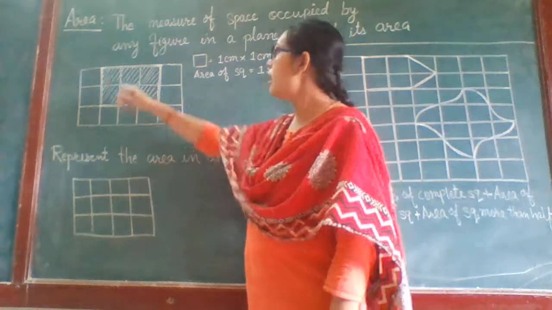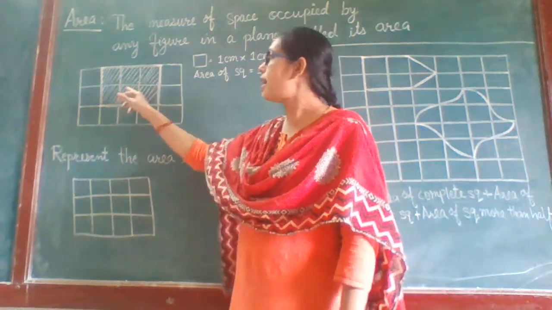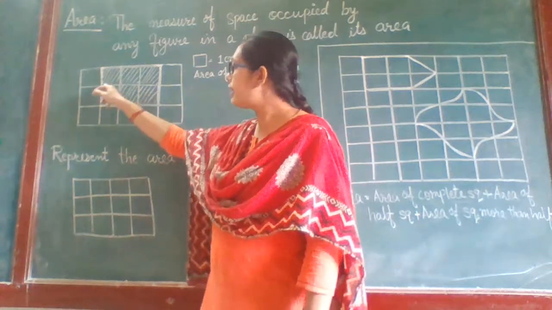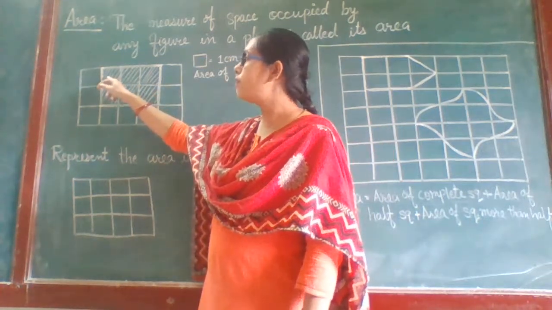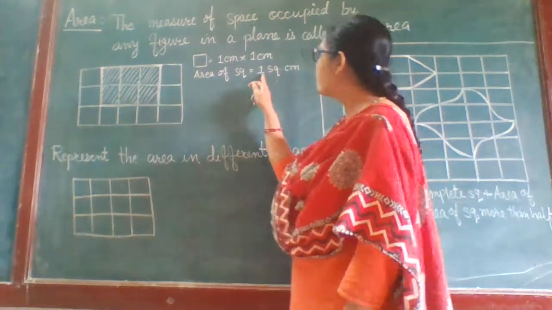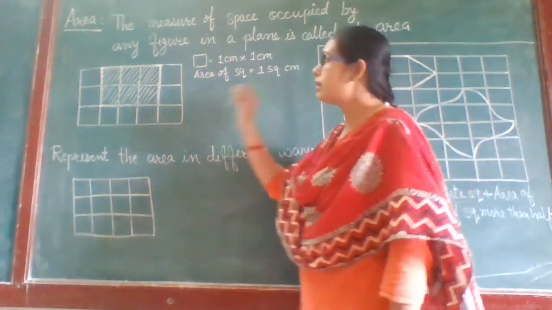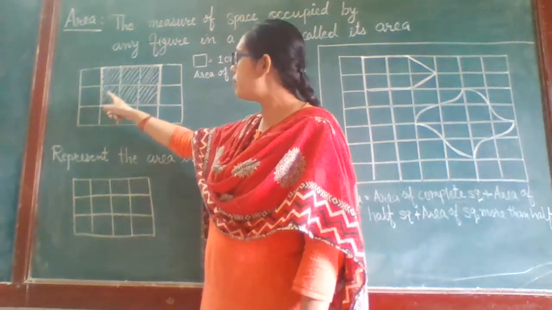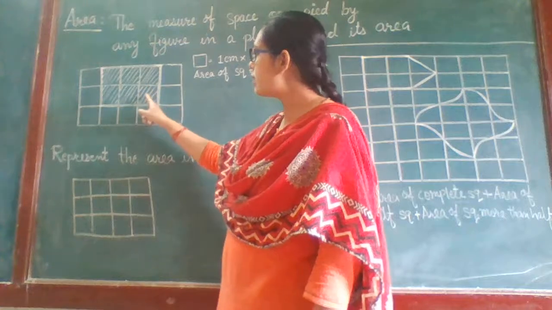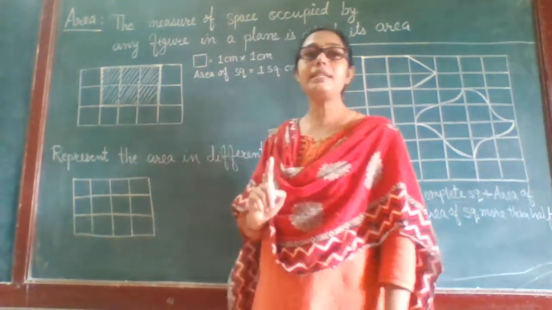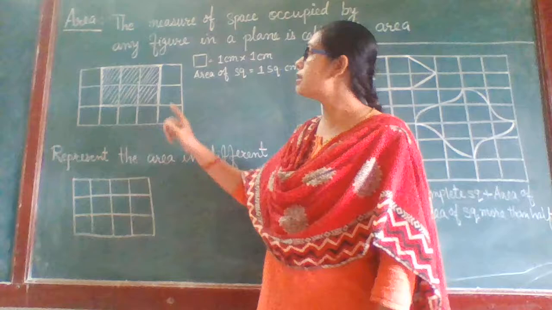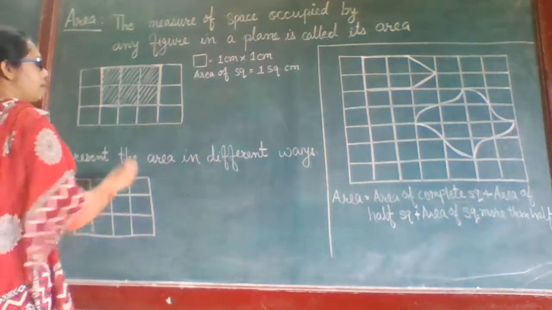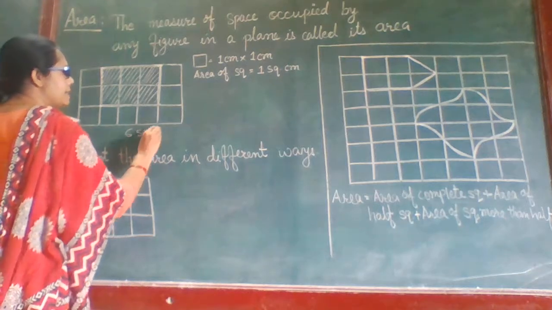We have to see how many squares are occupied by the stamp, and we know that the area of 1 square is equal to 1 square centimeter. So 1 square centimeter plus 1 square centimeter plus 1 square centimeter plus 1 square centimeter plus 1 square centimeter plus 1 square centimeter means 6 square centimeter. So the area of the stamp is equal to 6 square centimeter.